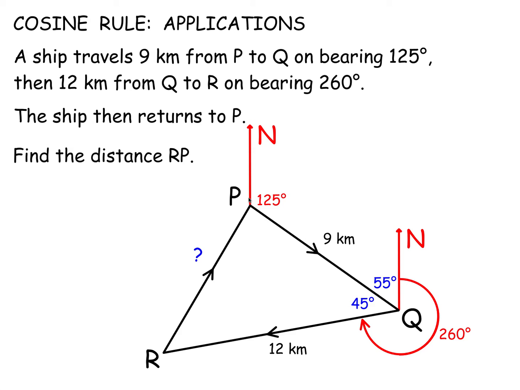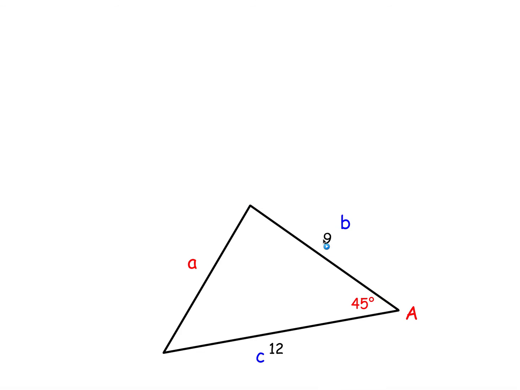Now, we're going to get rid of all these north lines and all the unnecessary pieces of information. We just need to know 9 and 12 and 45 degrees, and we want to find out this side RP. So getting rid of everything except what we really need. There it is, two sides, the angle in between. We want to work out the opposite side, and I've labelled the side we want to find A. So opposite angle A, the other two sides are B and C. That's so that we can fit it easily into the cosine rule.